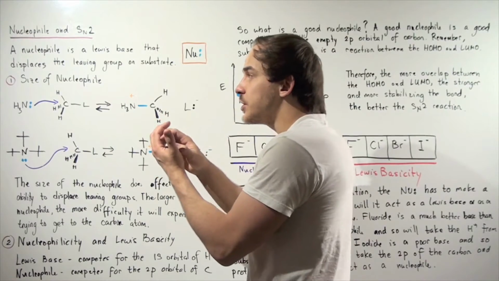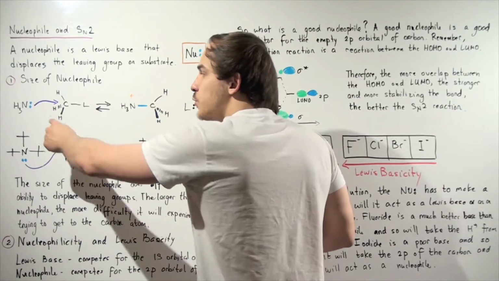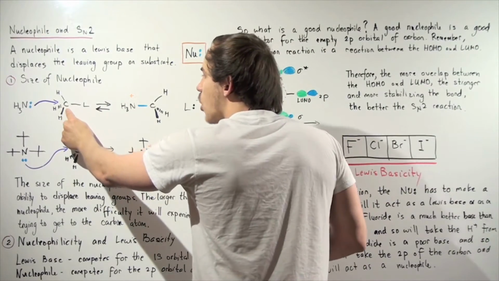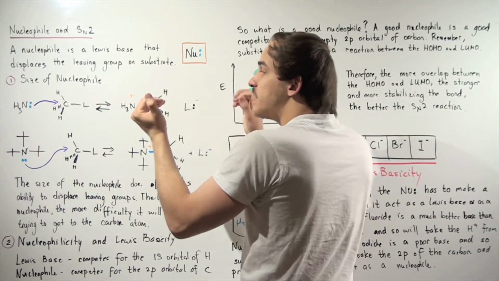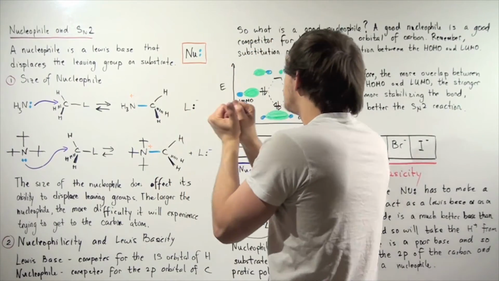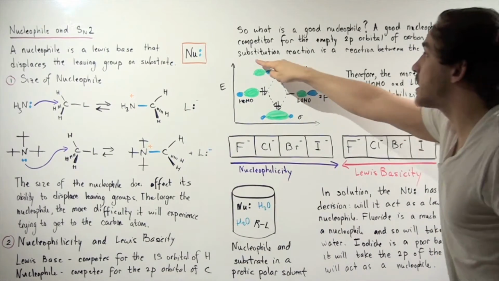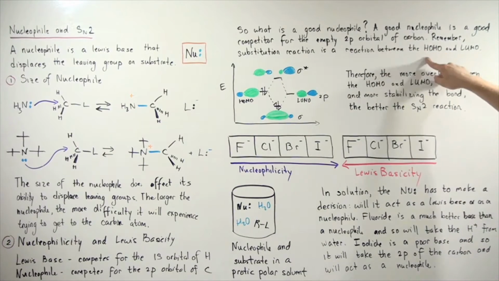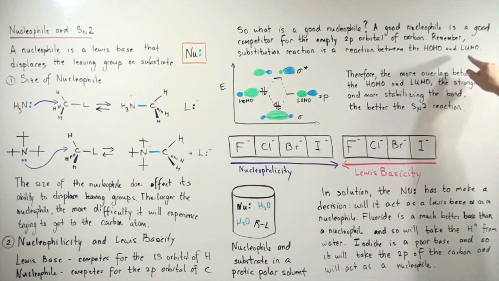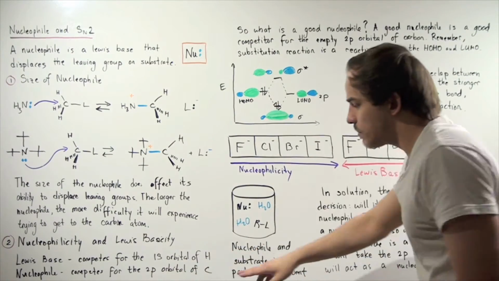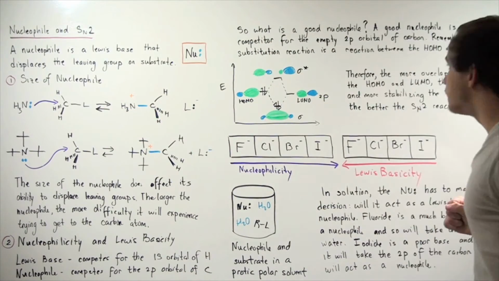a good competition, there's a good overlap between this orbital, where these two electrons are found, and the orbital of this carbon. If we have good overlap, that means we have a good nucleophilic reaction and a good Sn2 reaction. Now recall that substitution, or an Sn2 reaction, is a reaction between the HOMO, the highest occupied molecular orbital of our nucleophile, and the LUMO, the lowest unoccupied molecular orbital, the 2p orbital of our carbon atom.